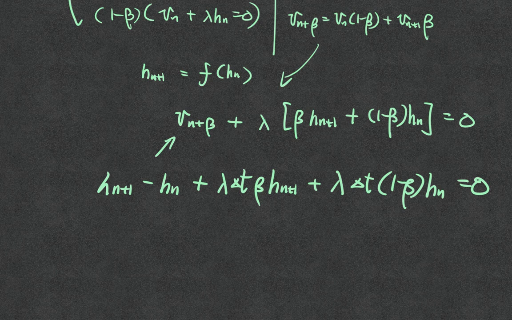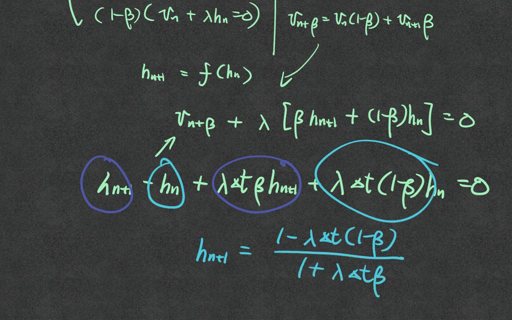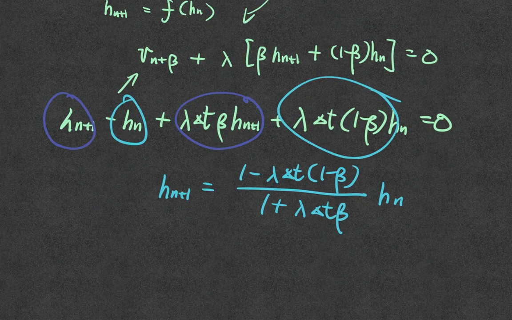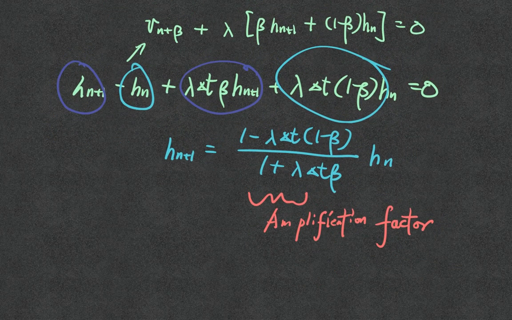Now I put the h^(n+1) on the left hand side, and all the terms with h^n, which means I keep these two terms on the left hand side and these two terms on the right hand side. If I write this, I get h^(n+1) equals (1 minus lambda delta t (1 minus beta)) divided by (1 plus lambda delta t beta) times h^n. This term has a specific name. It's called the amplification factor. If you are solving this homogeneous equation, you will simply have h^(n+1) equals A h^n, if we call it A.